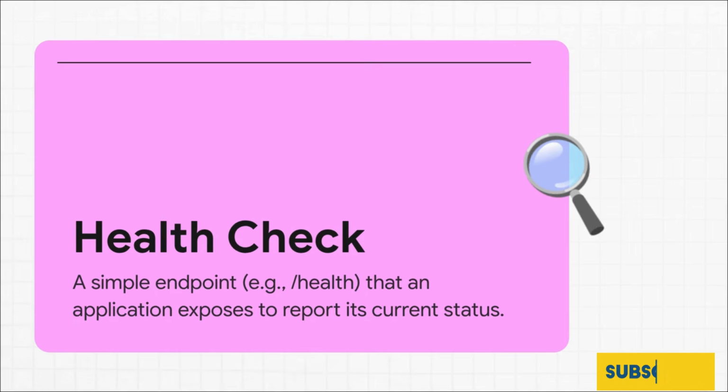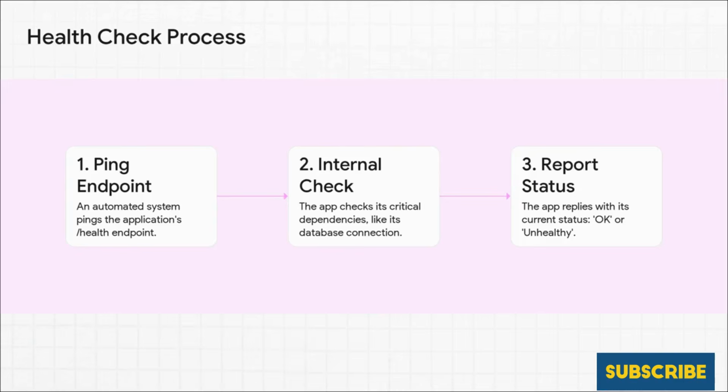Basically, an application creates a special web address, like /health, and other systems can check it. It's like being able to just walk up to a service and ask, "Hey, you okay right now? You ready to do some work?" And here's how it works. An automated system is constantly pinging that health address. The application then does a super quick check on its own critical parts, like making sure it can talk to its database.